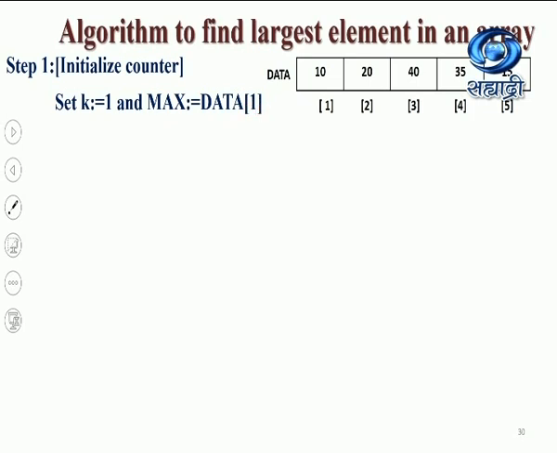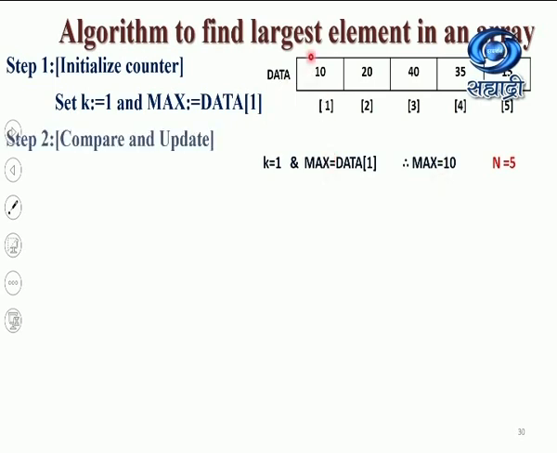What is the logic we are going to use here? We will compare the first element with the second. If the second is greater than the first, then we will store that second value in the max variable. So this is the initialization part in step 1. Here you can see that k is equal to 1, max is equal to data of 1, and therefore max is equal to 10 because data of 1 stores the value 10, and n is equal to 5.